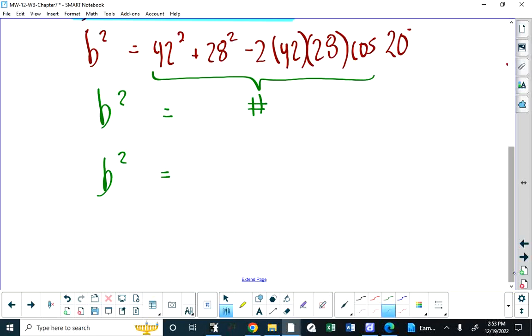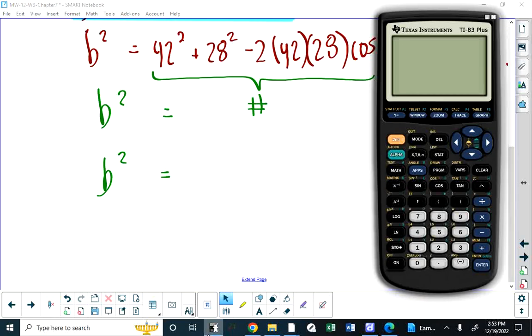So when I do it on my calculator, I'll show you the numbers so that you can check your work. I would go 42 squared plus 28 squared minus 2 times 42 times 28 cosine 20. You don't need to put a multiplication sign between the 28 and the cosine. You can if you want. So you get this number, which you thought you did wrong. You didn't do anything wrong. You just now have to take the square root, 18.4.